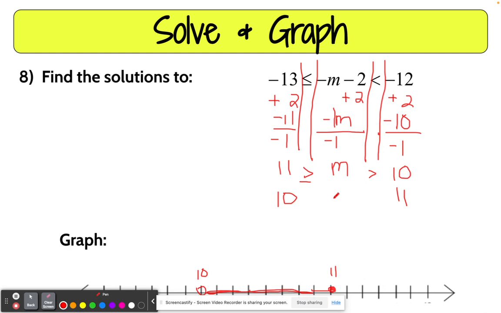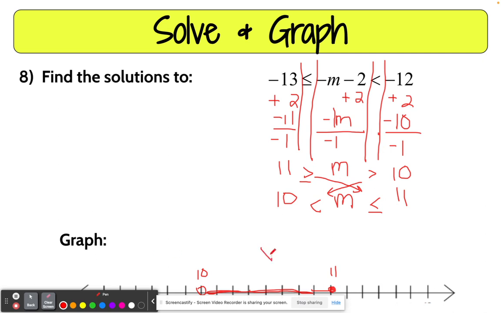My m is still in the middle. But I can't just flip these inequalities. I'm saying m is greater than 10, so I need to have the open circle with the 10. So I flip this inequality over here with the 10. Then I flip this inequality over here with the 11 because it's going to be less than or equal to 11. And you can see it here.